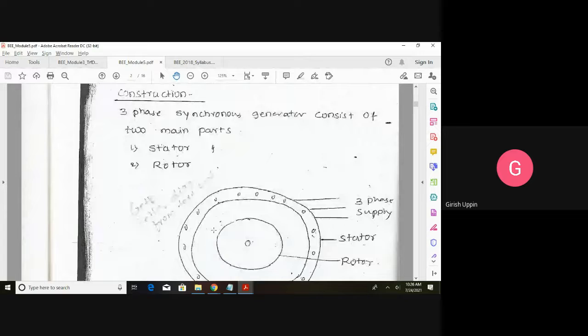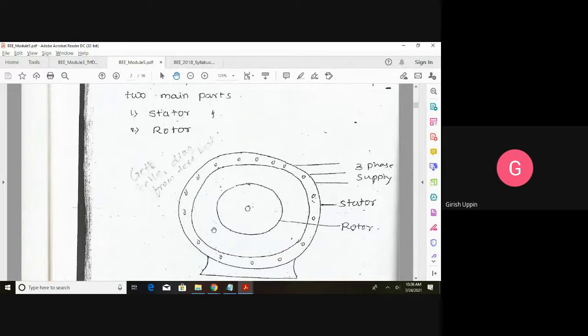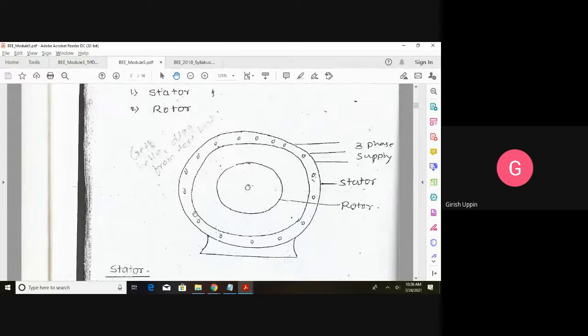Construction: there are two main parts, as I told you, the stator and the rotor. Please refer to the book for the very neat diagram. So this is the stator part. Inside the stator, we have slots on the inner periphery, and we place the three-phase winding RYB. We already discussed the three-phase. The R phase winding, Y phase winding, and B phase winding are wound on the stator, which forms the armature winding, and these are the three-phase supply.